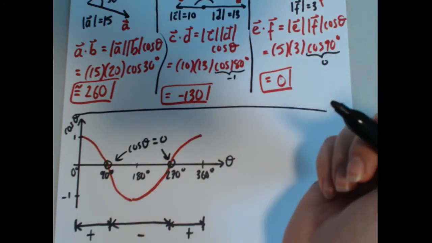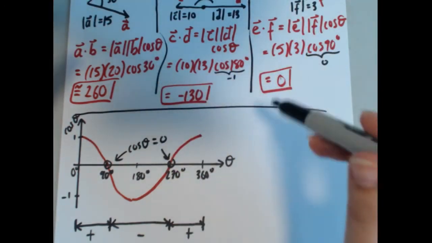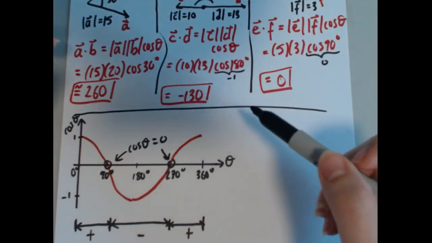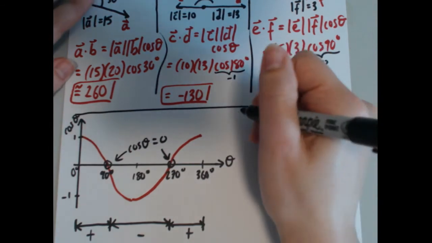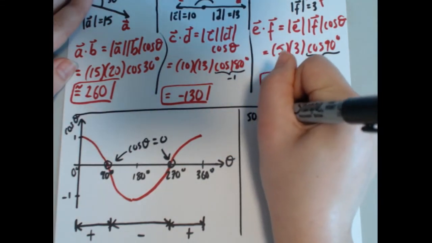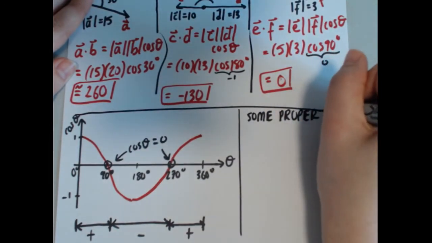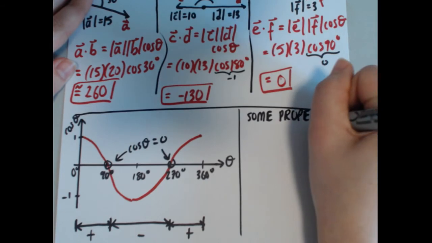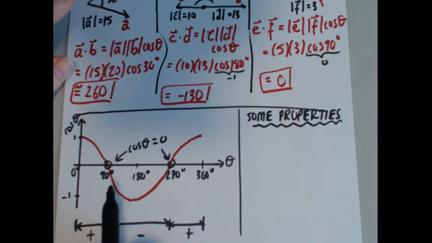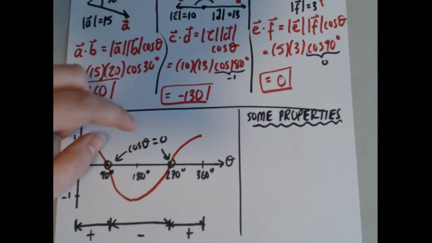Okay, so based on this, I can come to an interesting conclusion. Aside from what we already discovered here, we can come to the conclusion of one of the significant properties of the dot product. Here are some properties. The first significant property comes from the fact that if your two vectors are perpendicular, so if they're at 90 or 270 degrees to one another, your dot product is 0 because cosine of the angle will just be 0.